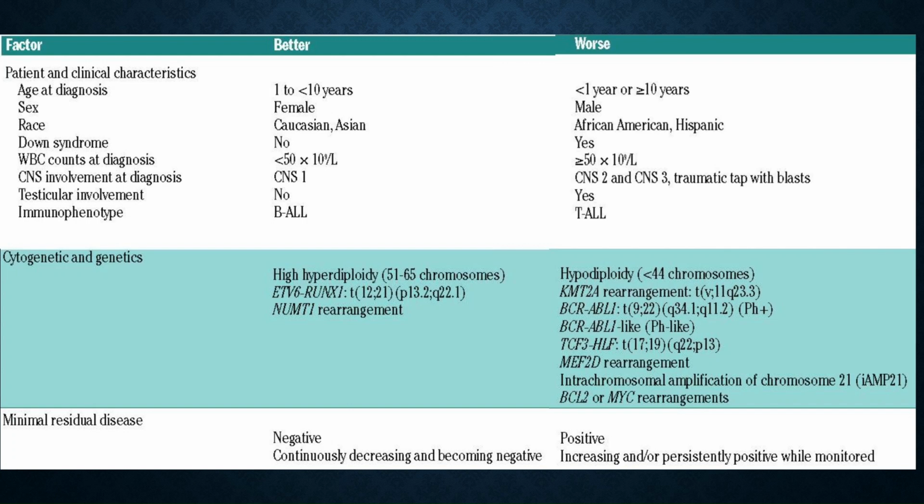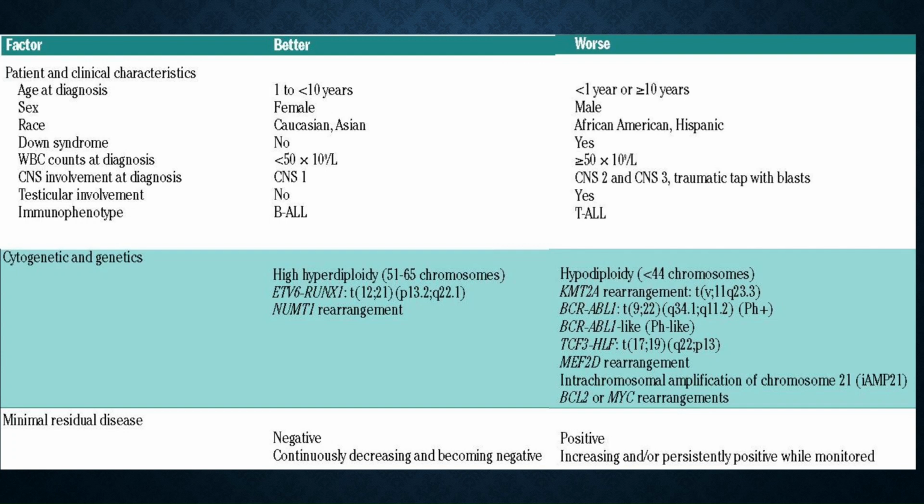Now we see in short about good prognosis and worse prognosis. The first category is patient and clinical characteristics. If the age at diagnosis is 1 to less than 10 years, if gender is female, if race is Caucasian or Asian, patient has no Down syndrome or no testicular involvement, and WBC count at diagnosis is less than 50,000 per microliter, and if immunophenotype is BALL, this all represents the better prognosis.